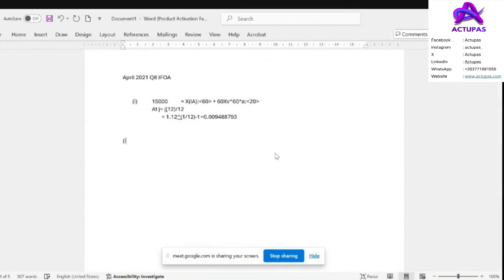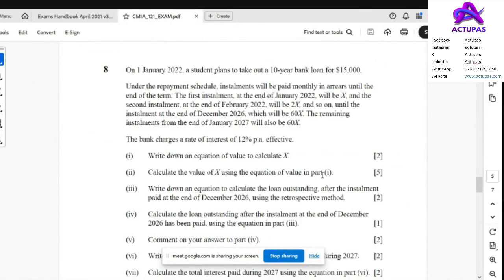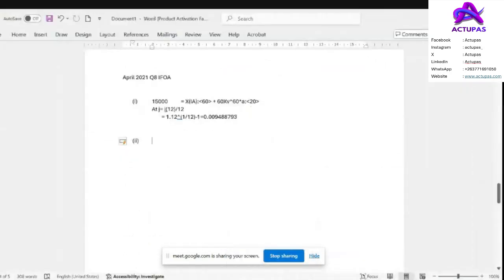And now we move on to part 2. We've determined the equation of value. Part 2 reads, calculate the value of X using the equation of value in part 1. Now we want to calculate the value of X. So our equation of value remains the same. You copy it, you paste it here. This would be your equation of value.